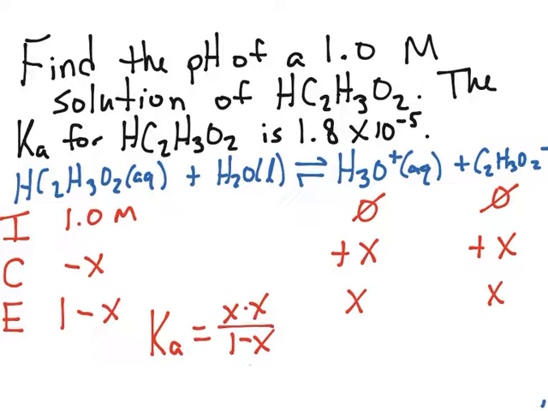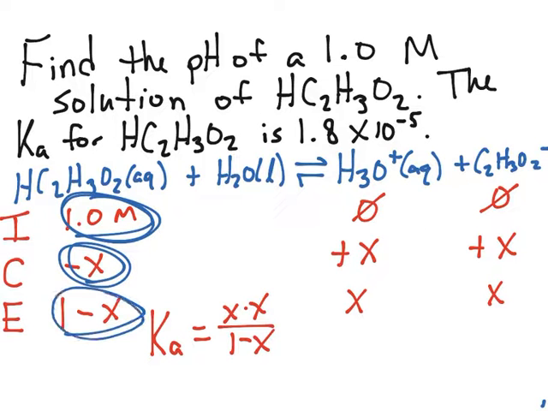Luckily, on the AP exam and on any of my tests, you are never going to have to use the quadratic formula. Instead, we're going to make an assumption about this part of our ICE chart right here. So we are going to make the assumption that this X is so little in comparison to this 1 molar that it's basically not going to change. It's like having $1 trillion and losing 10 of them. You still have $1 trillion for all you care.